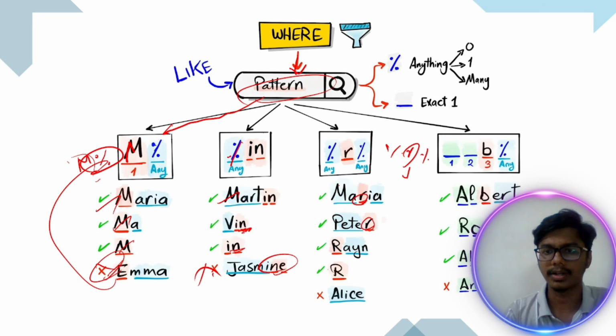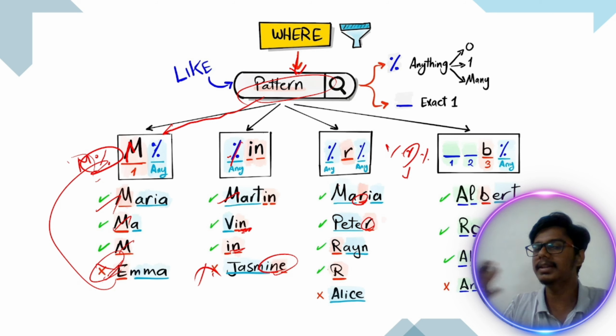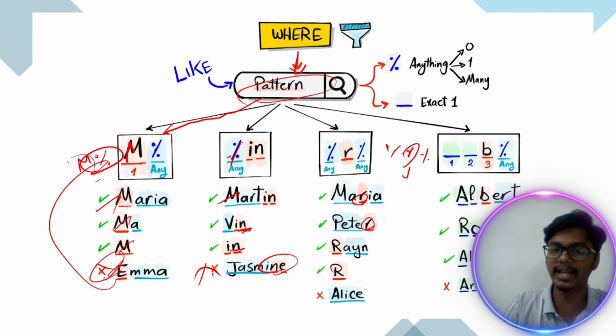That's a basic condition. If you know where the R has been present, it may be in the first position, it may be in the last position, whatever it is, you can use the operator like this.